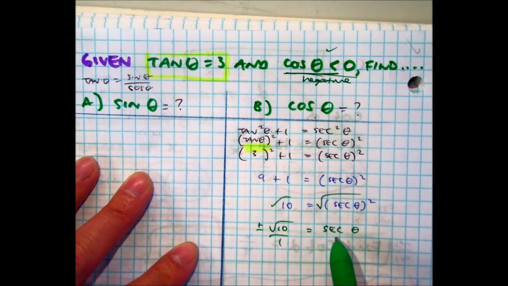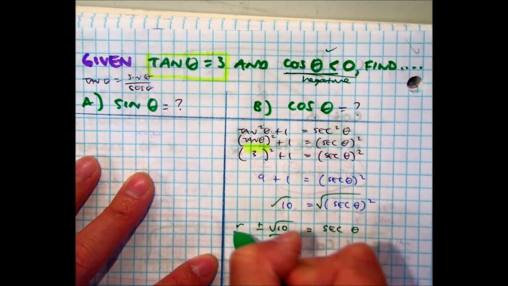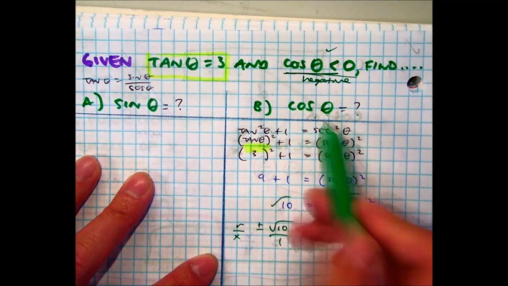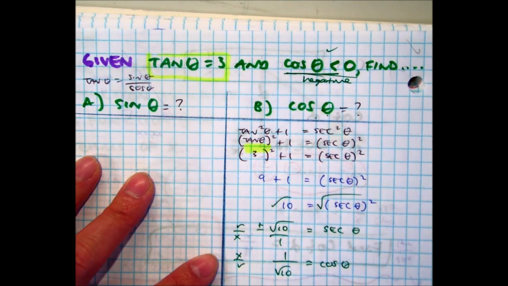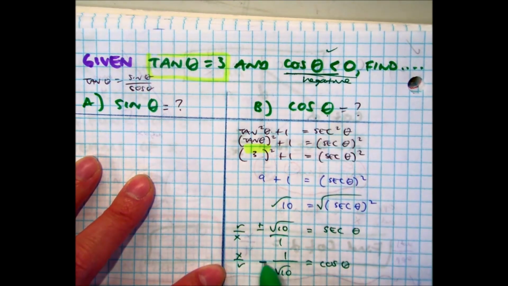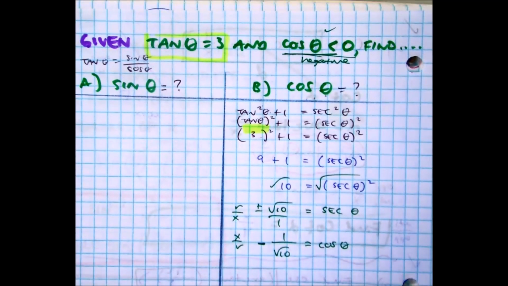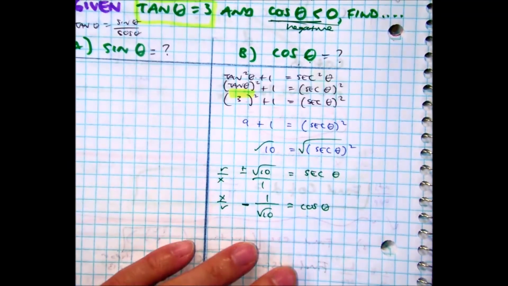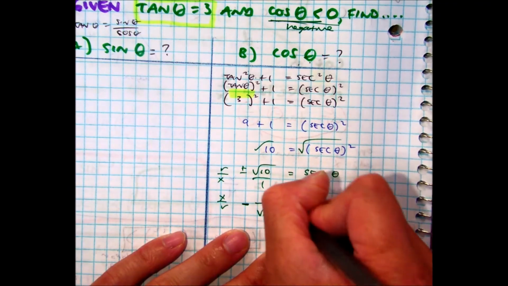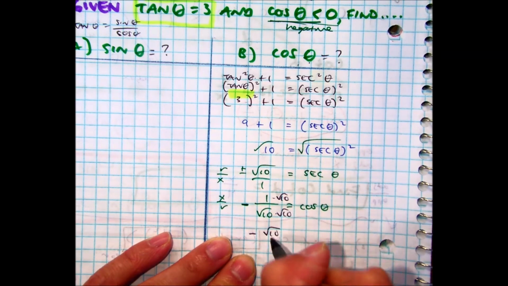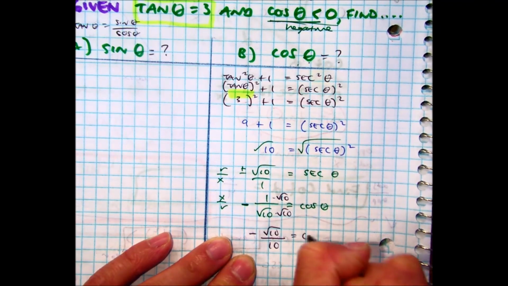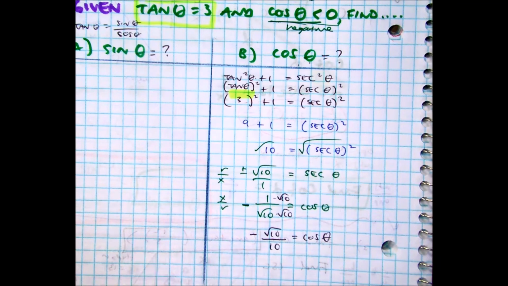Now remember, secant is which two letters? And then I want cosine. So cosine is x over r. So I can just take the reciprocal of this. 1 over radical 10. But remember, it's negative, so it's negative 1 over radical 10. And then here I'm just going to rationalize. And I'm going to get negative radical 10 over 10 for cosine. And that's my answer.